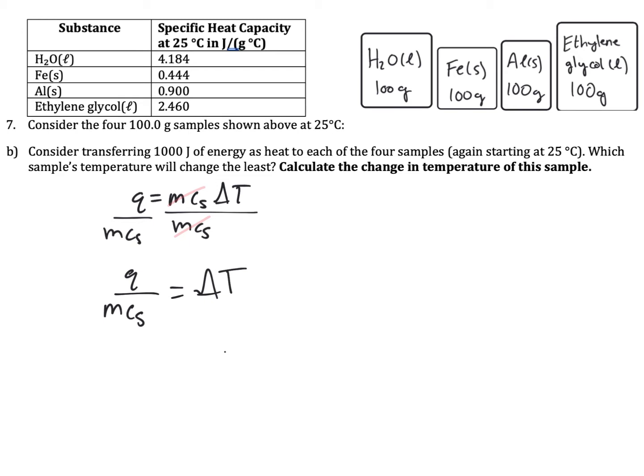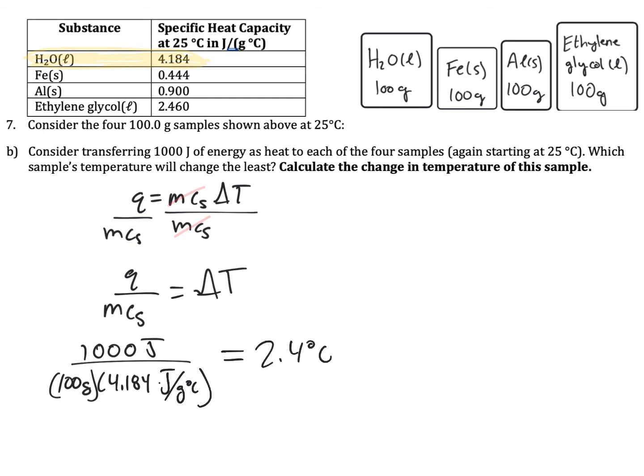And so here, the substance is H2O. That's what will change the temperature the least, because it has the largest heat capacity. So H2O is the substance. And again, we can just plug in here. We already solved the equation, so we'll just plug in 1,000 joules over the mass 100 grams times 4.184 joules per gram degree Celsius. That works out to a change in temperature of 2.39 degrees Celsius, so maybe 2.4 degrees Celsius to two significant figures.